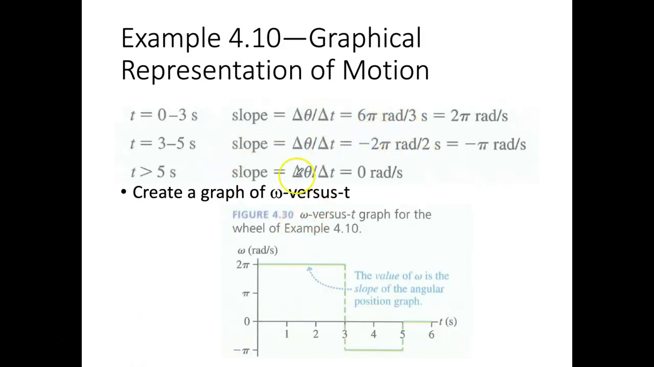We've got all these. Now we need to create an omega versus t graph, and so we're at 2 pi radians. And then this, you can do a dotted line. You don't want to do a solid line. That would mean that you are traveling at all of these speeds at that very second, and that's not possible. So then we dive down to negative pi, and then suddenly we are at 0.